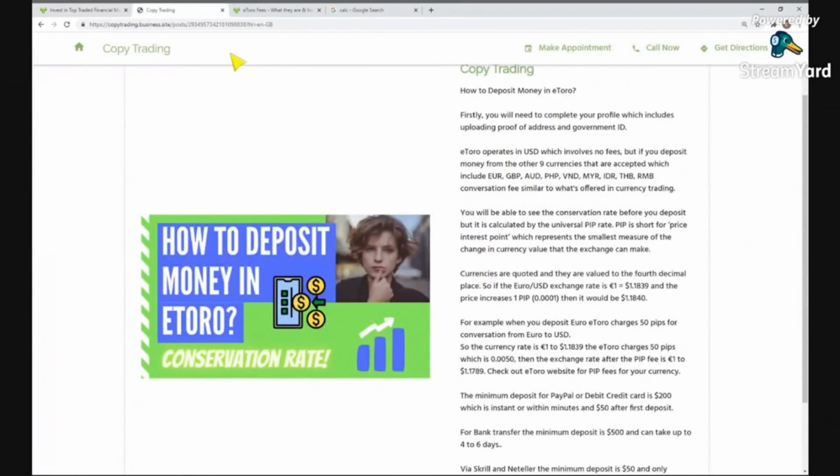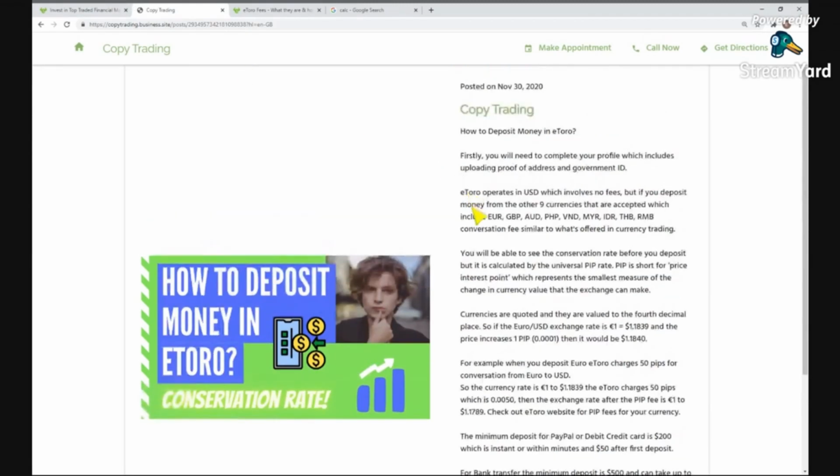So eToro doesn't have an overall charge or a set deposit fee for any deposit, but it does have a conversion fee, which means the same as when you go to a bank, you can convert money from one currency to another. This is the fee. So eToro runs on US dollars, okay? So if you deposit US dollars, there is no conversion fee.